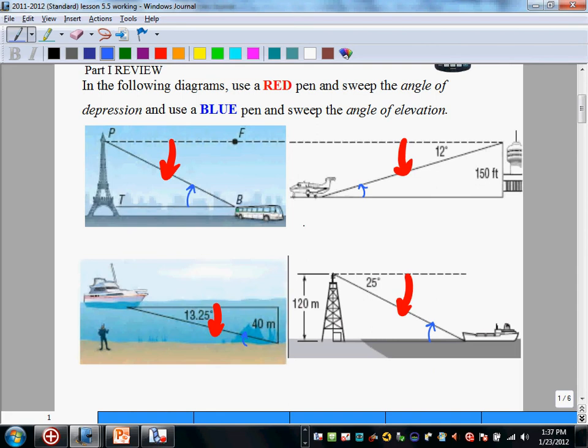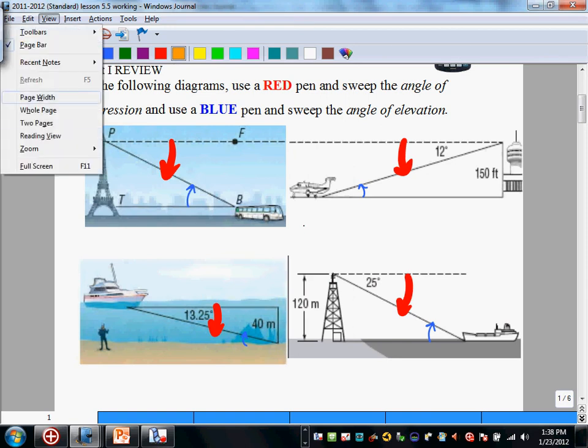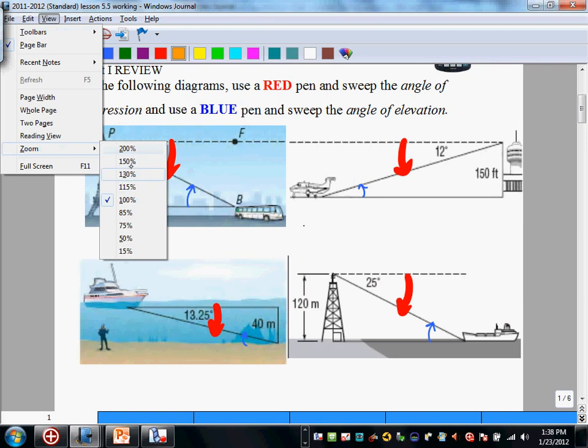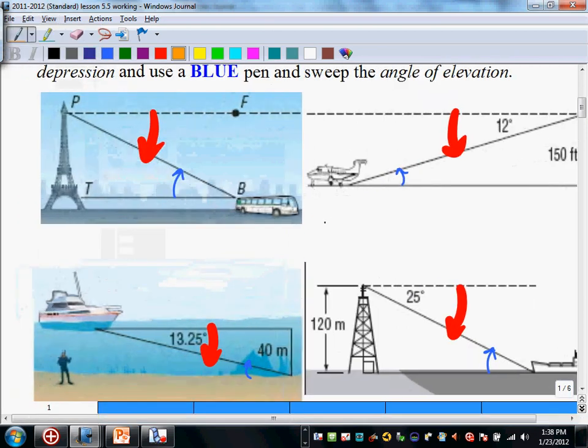This is the most common mistake I see. If there's a storyline here and it says, from the top of the Eiffel Tower, the angle of depression is 40 degrees. Okay, so listen to my storyline. From the top of the Eiffel Tower, the angle of depression is 40 degrees. The most common mistake that I get with that storyline is students will go like this. They'll mark that 40 degrees.